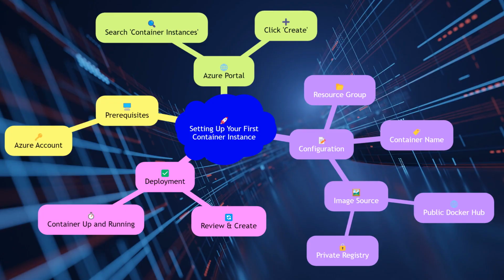To set up your first container instance, you need to have an Azure account. Once logged in, navigate to the Azure portal and search for container instances. Click on Create and fill in the necessary details such as resource group, container name, and image source. You can choose from public Docker Hub images or your private registry. After configuring the settings, click Review plus Create to deploy your container. Within seconds, your container will be up and running.